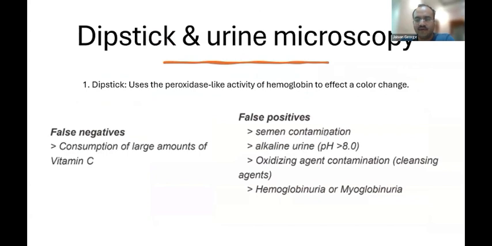Dipstick is the basic test to look for blood in urine. It uses the peroxidase-like activity of hemoglobin to effect a color change. False positives can be seen with semen contamination, alkaline urine, hemoglobinuria, and myoglobinuria. False negatives are almost absent, though theoretically, consumption of large amounts of vitamin C may cause false negatives, but this is hardly of any clinical relevance. If we find a positive dipstick, it is unlikely to be false. Likewise, if the dipstick is negative, it is unlikely to be a false negative.